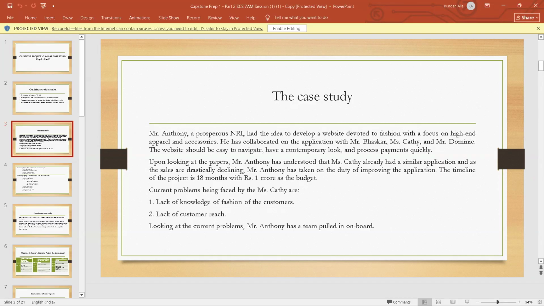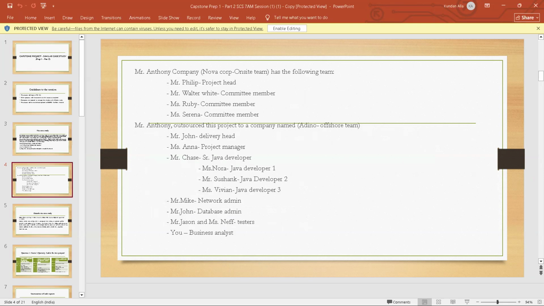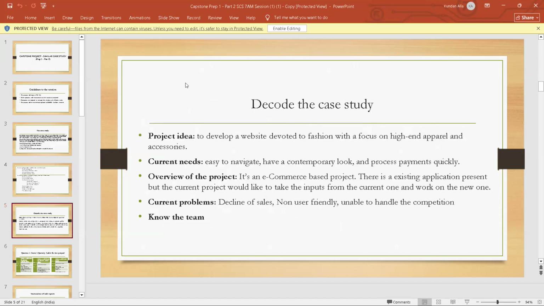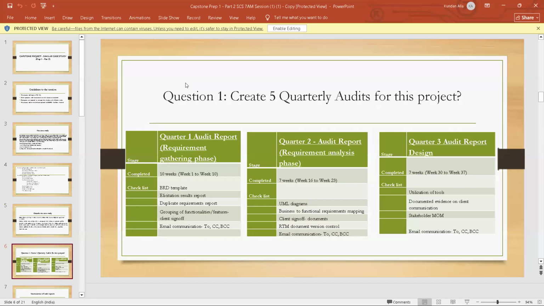So right now, the problems they are facing are lack of knowledge of the fashion of the customers, and lack of customer reach. So looking at the current problems, Mr. Anthony had pulled a team on board. Here you can see the names and companies of those people.